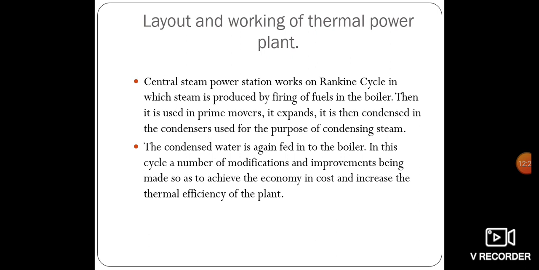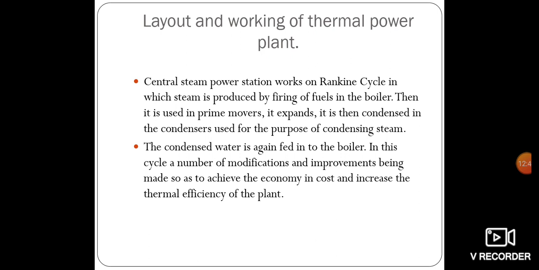So, in a thermal power plant, the central steam power station works on the Rankine cycle, which means that steam is produced by firing of the fuels, or the fuel is burnt and steam is generated in the boiler.